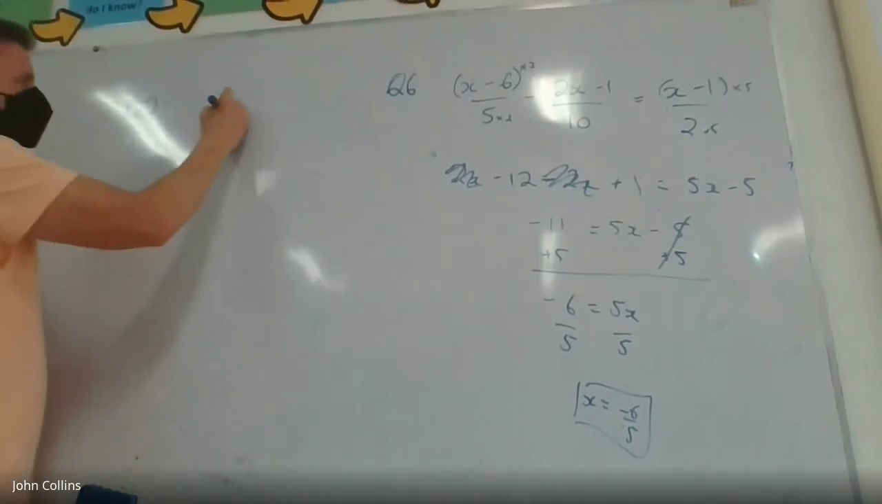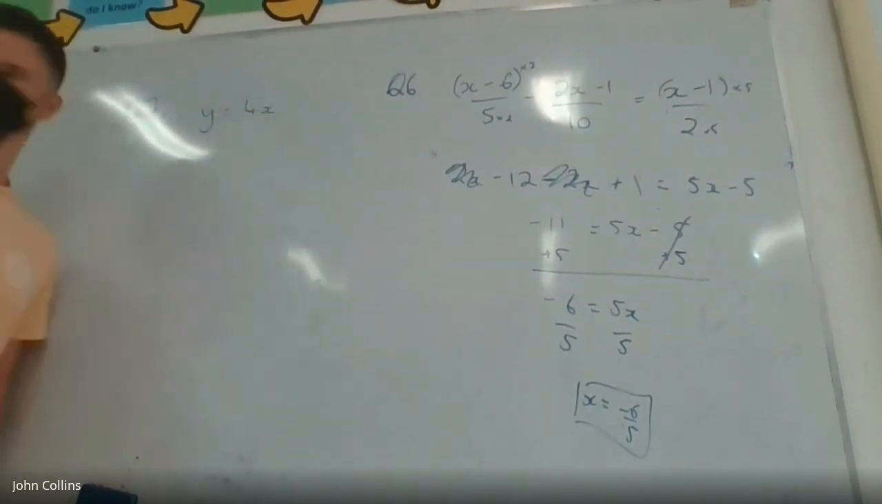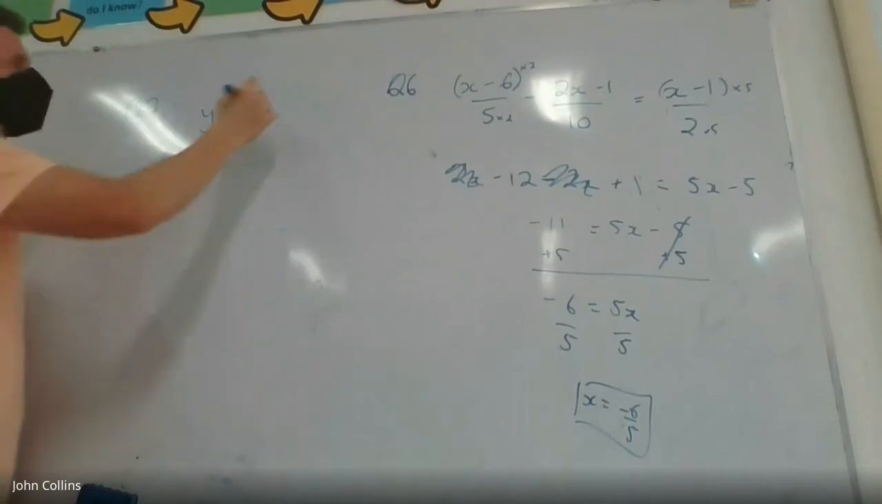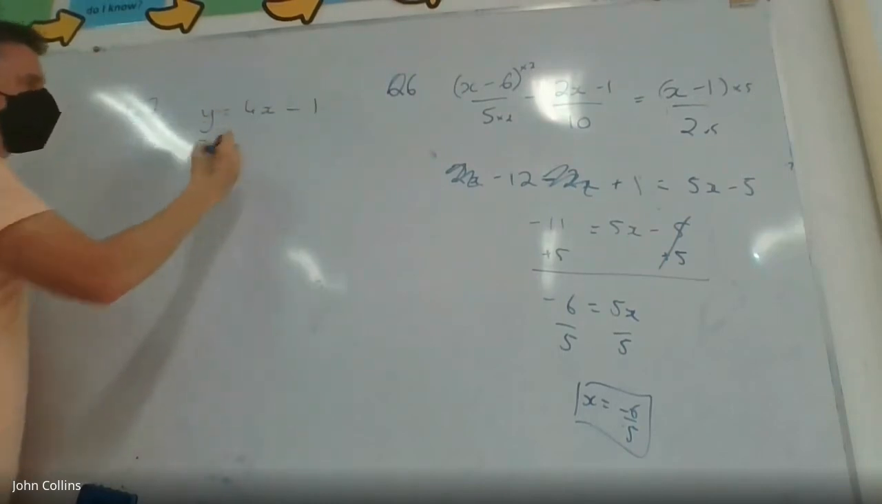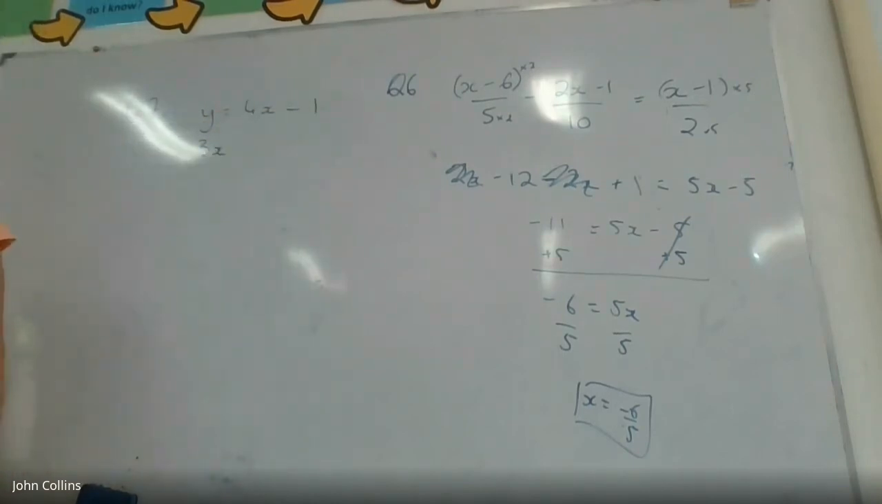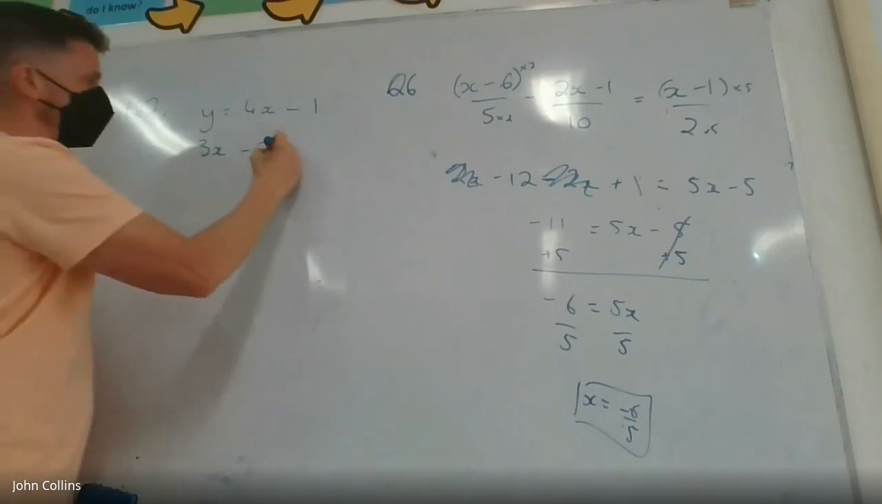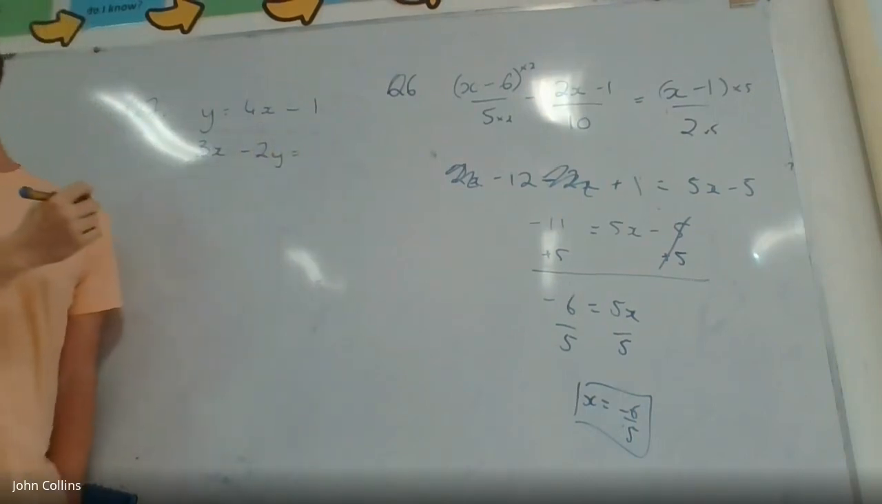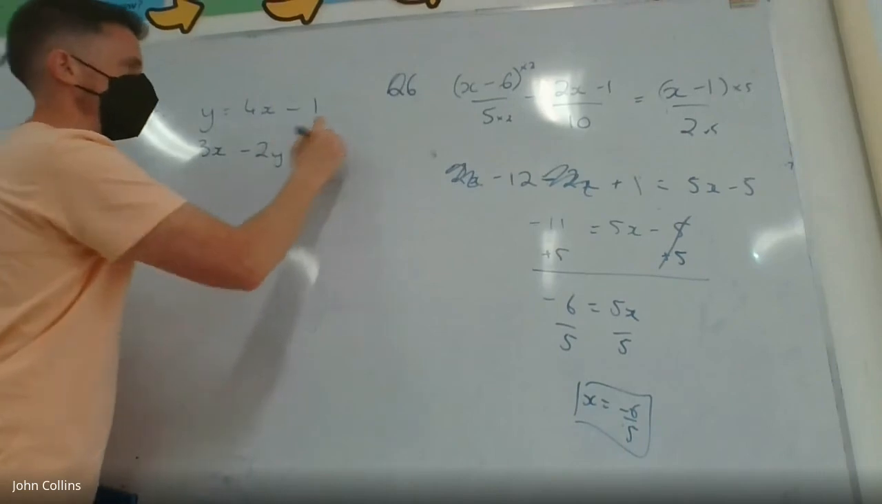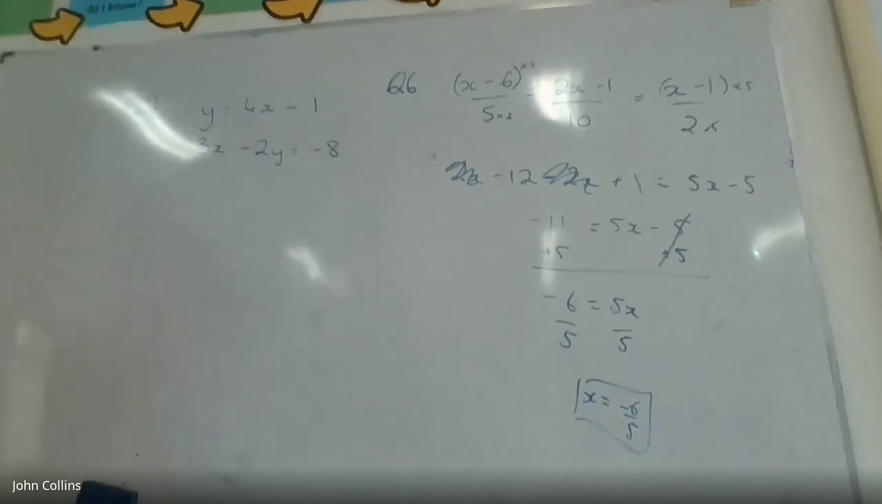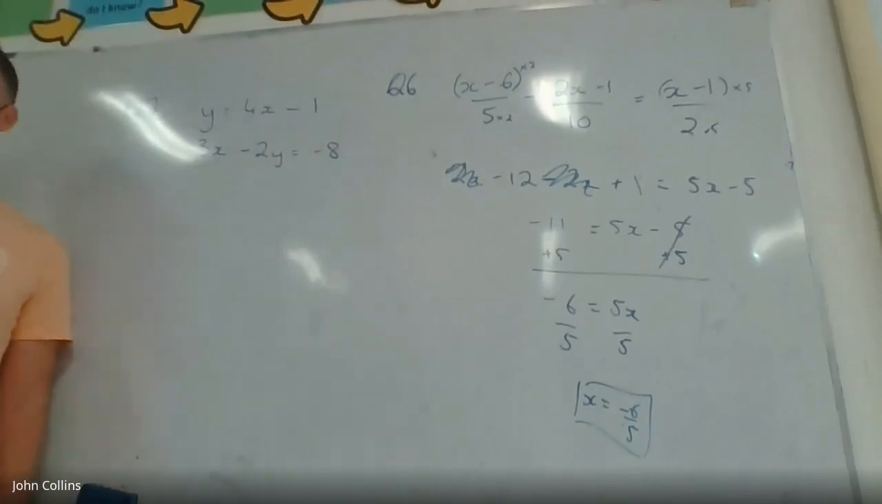So this first one is y is equal to 4x minus 1. And the second one is 3x minus 2y is equal to minus 8. Anyone get an answer for this? Besides Gabe, I think I saw your answer. Antina? Yeah, that's correct. Okay.